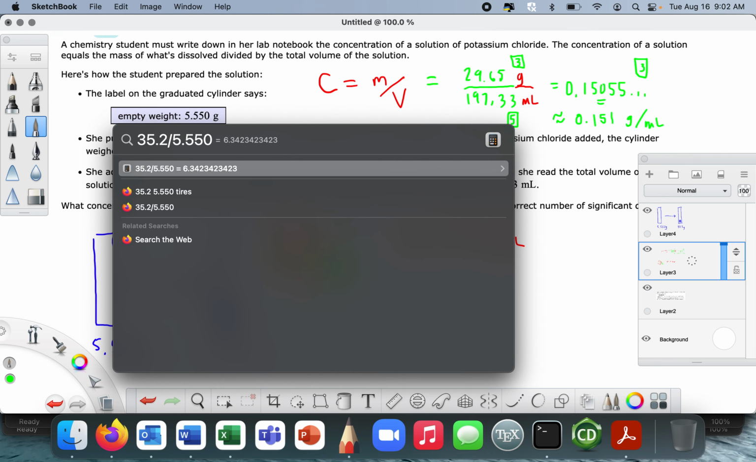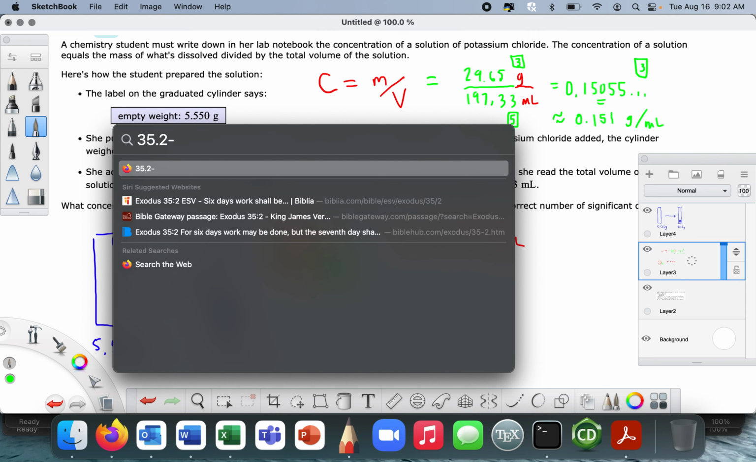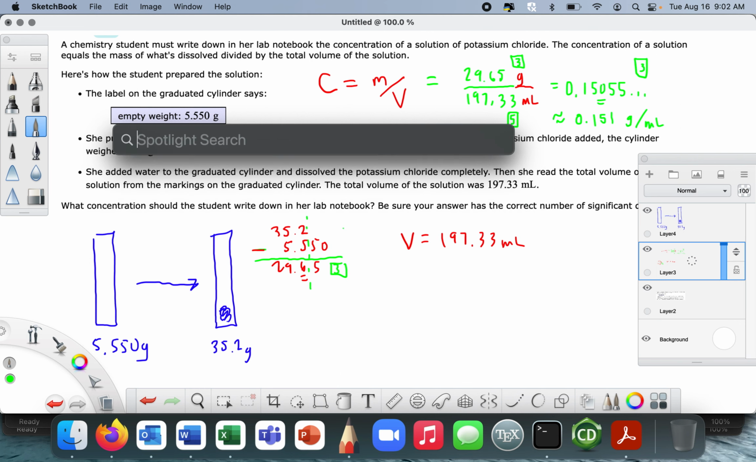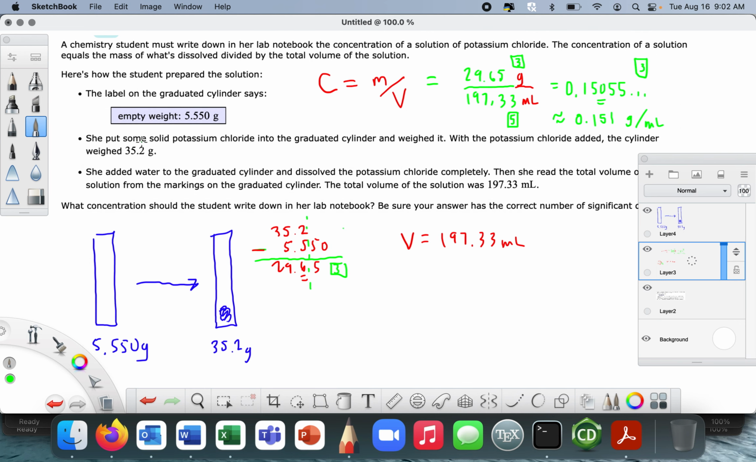Okay. So this answer is going to be... Wait. It's not divided by. It's minus. Minus 5.550. 29.65. Okay, so that's correct. Let's go check those numbers. Where did I get those? 35.2. That's correct. Okay. And the difference was that. And it has 3 sig figs because we can only go to the tenths place.